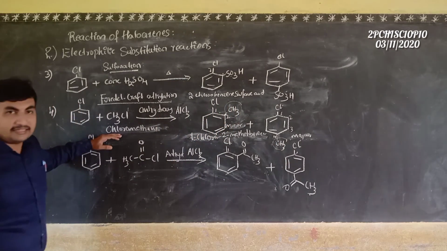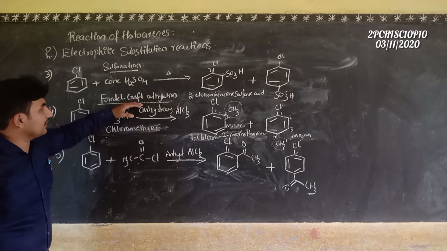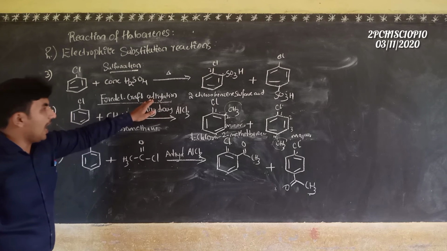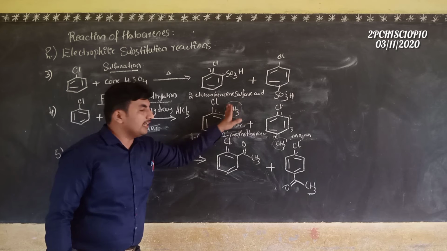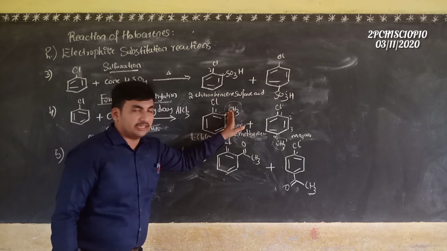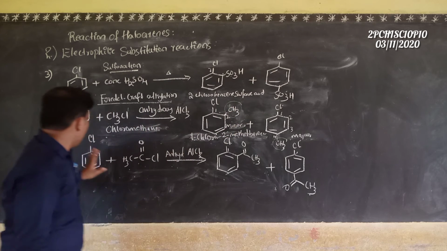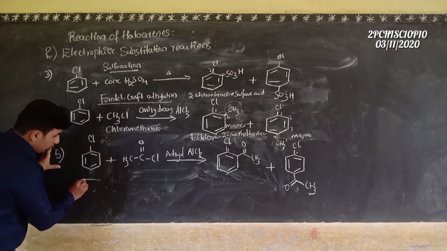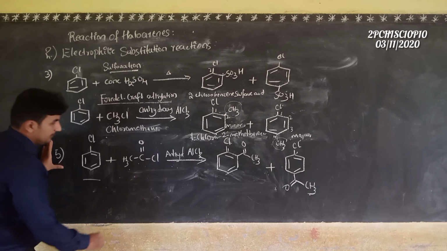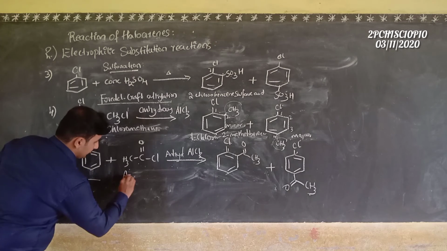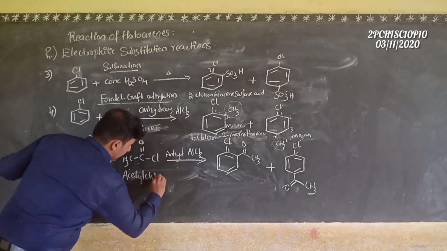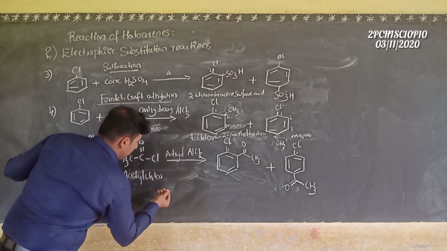1-chloro, 4-methyl benzene. This reaction is called Friedel-Crafts alkylation. Alkylation means the alkyl group is attached to the benzene ring. That's why it is alkylation. And the fifth and last reaction is when chlorobenzene is treated with acetyl chloride. This is acetyl chloride, CH3, C double bond O, Cl.